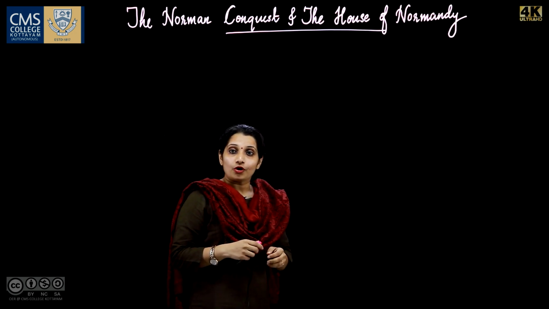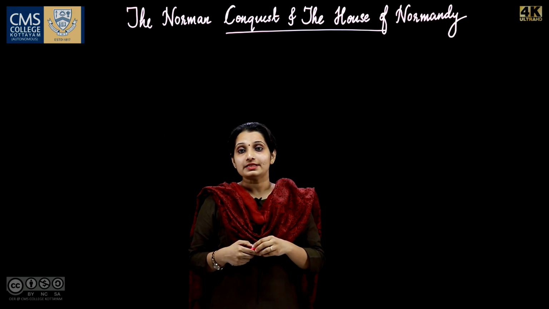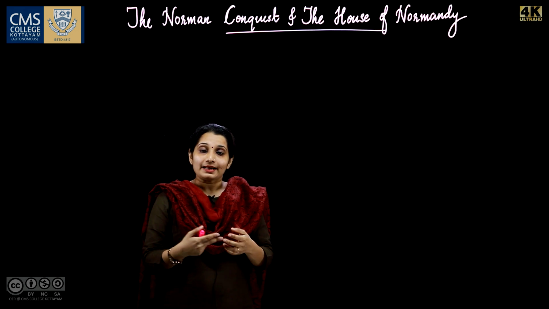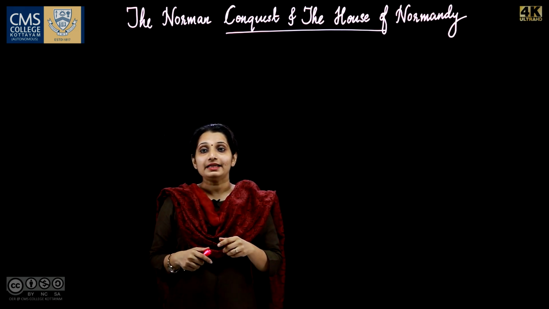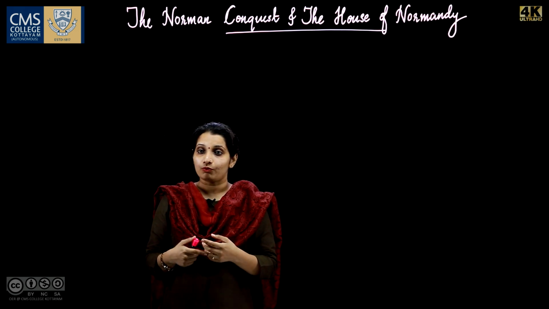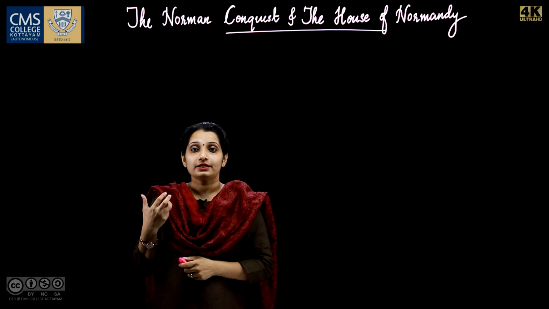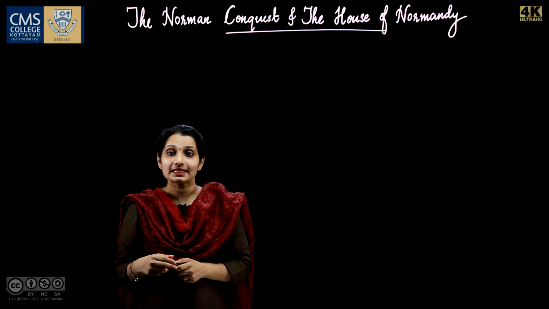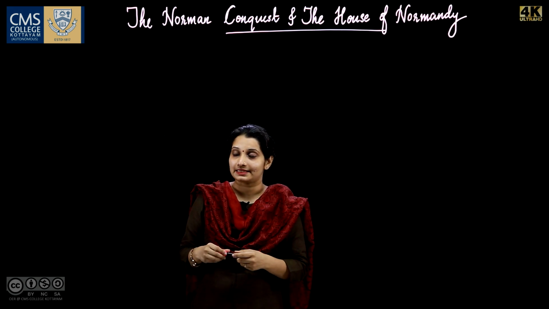William of Normandy, who was also a cousin of Edward the Confessor, was unhappy with this decision, and he decided to go to war to acquire the throne of England. And we have the Battle of Hastings happening in 1066.